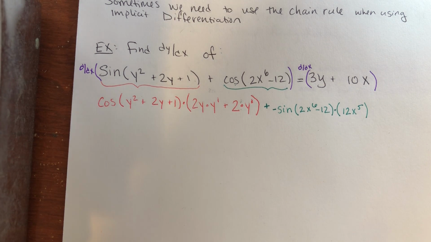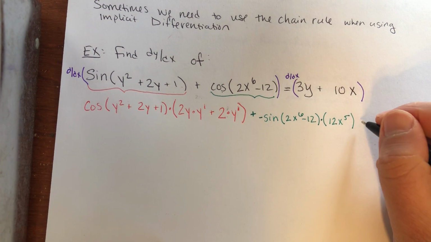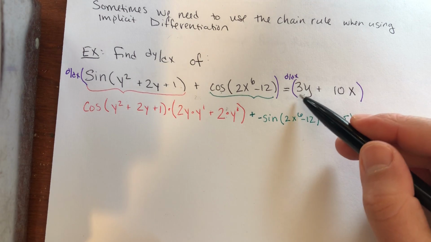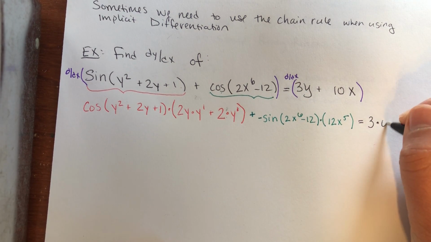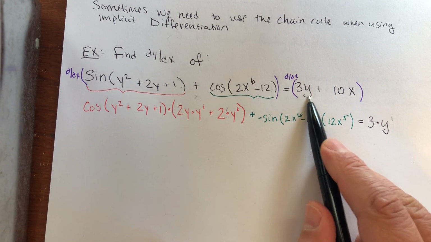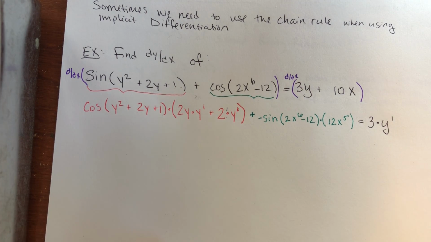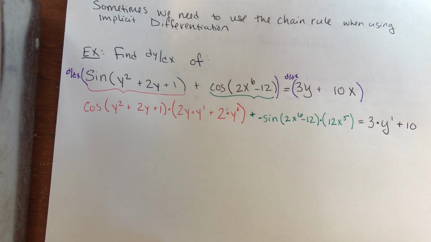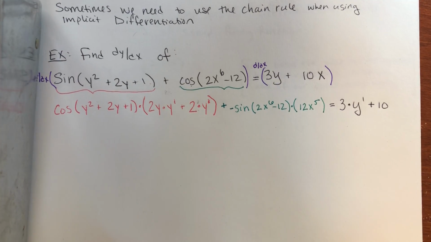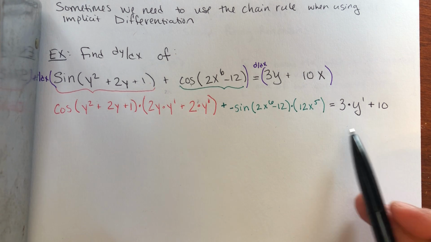Now I still have to take the derivative with respect to x on the right-hand side. The derivative of 3y would be 3 times y prime. Anytime you take the derivative of a y term, multiply by y prime. And then the derivative of 10x is just 10. Okay, this looks okay so far.